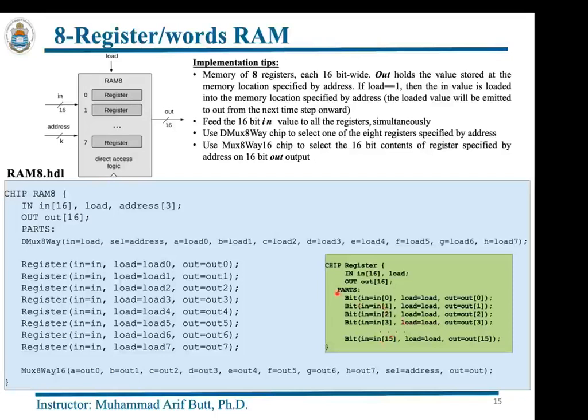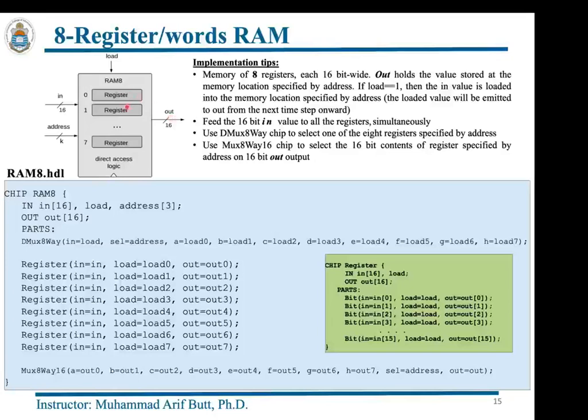So over here, if you see the interface of this RAM 8 chip, you see that it has a 16-bit input, a single bit load input, and a 3-bit address input. Why 3? Because we have 8 registers. And the same can be seen over here in the block diagram as well. Moreover, in the HDL part, you can see a 16-bit output as well, which is shown over here.